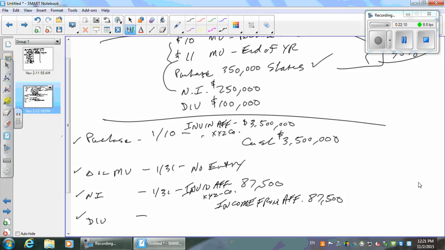Okay, then what's going to happen to the dividend? Let's say they declare the dividend and pay it the same day, which of course they wouldn't. Make life simple. So we don't have dividends payable on it. What would we do here? They send me a check for how much? It's 100,000 of dividends. What do I get? 35,000, of course, because I have 35% of the shares. What do I want to debit? Credit what?